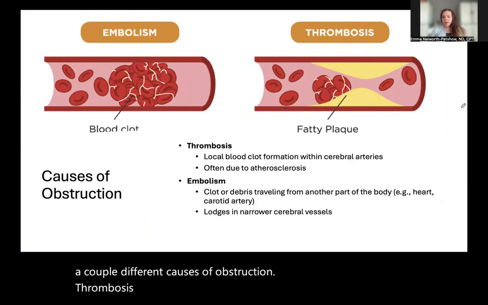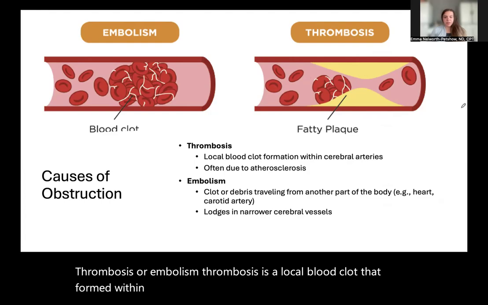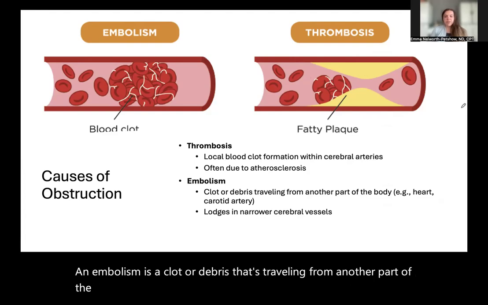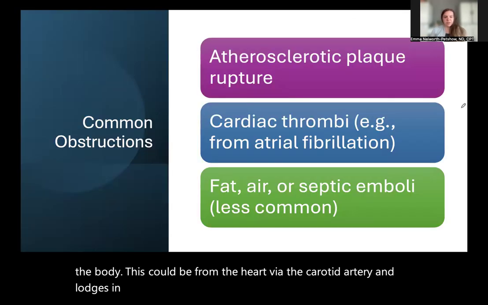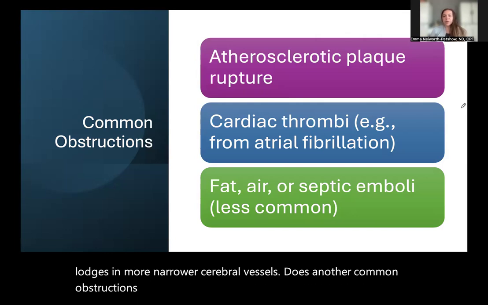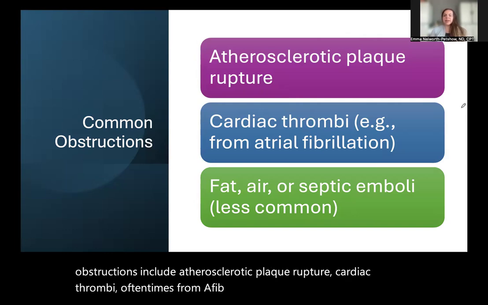Thrombosis is a local blood clot that formed within cerebral arteries, oftentimes due to atherosclerosis. An embolism is a clot or debris that's traveling from another part of the body. This could be from the heart via the carotid artery, and lodges in more narrow cerebral vessels. Some other common obstructions include atherosclerotic plaque rupture, cardiac thrombi, oftentimes from AFib, atrial fibrillation, or a fat, air, or septic emboli, which is less common.